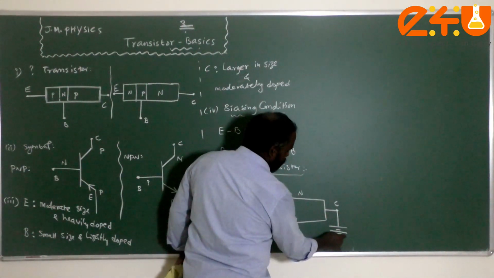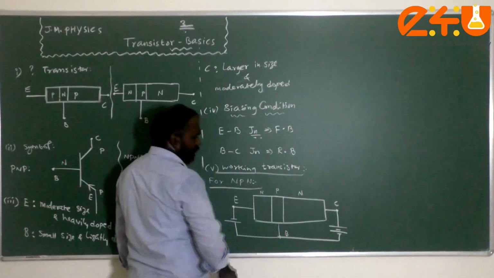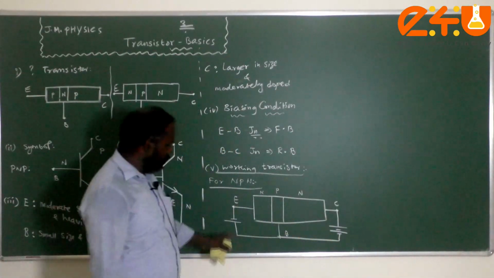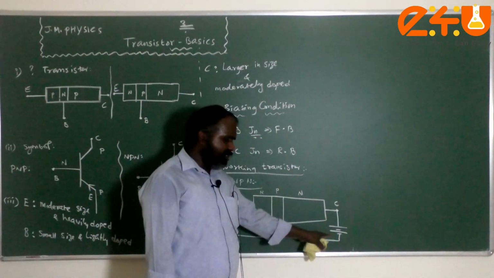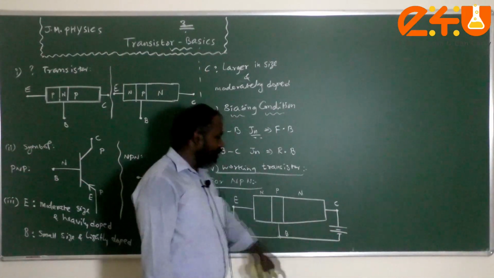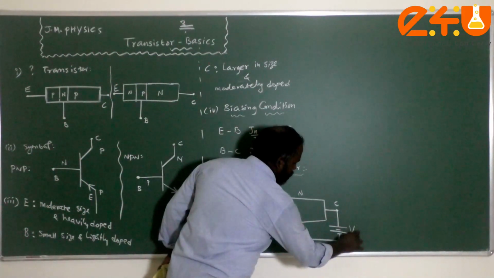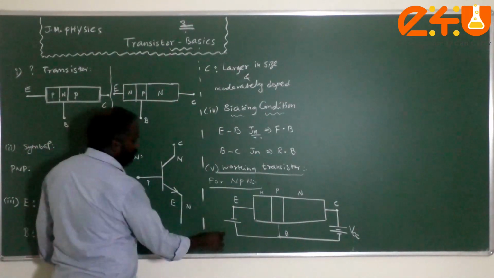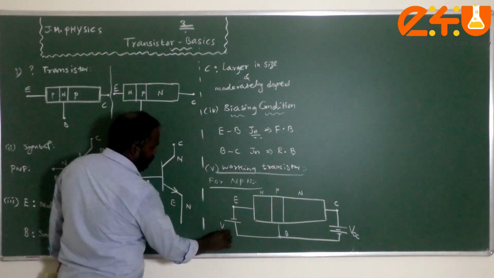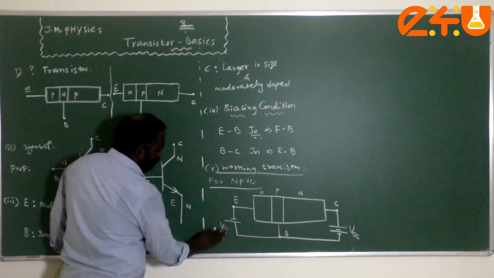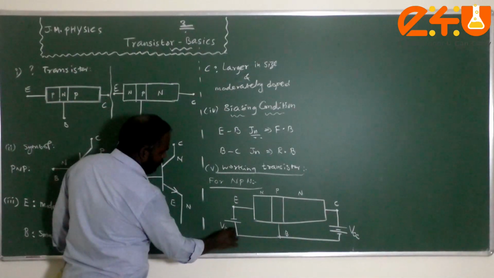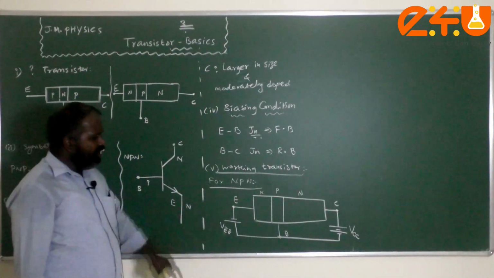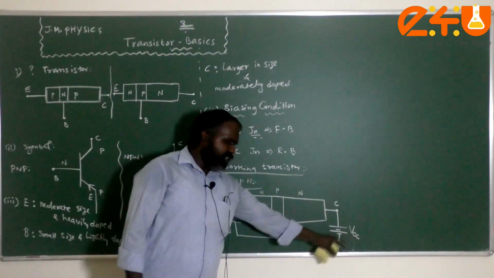So I can draw it like this. Why am I putting a single line here and more lines there? A single line means lesser voltage and more lines means more voltage. The reverse bias voltage is represented as VCC. Similarly, the forward bias voltage is represented as VEE, which is applied across the emitter terminal, while VCC is applied across the collector terminal.